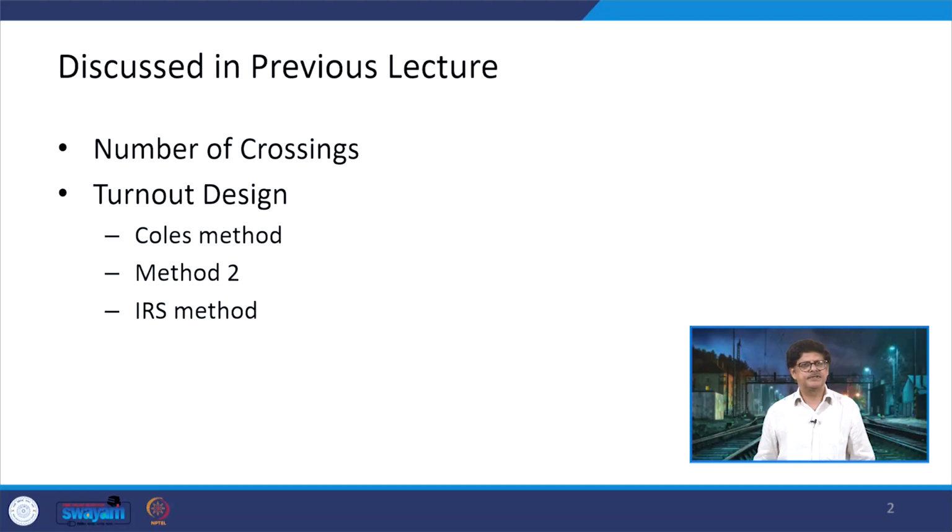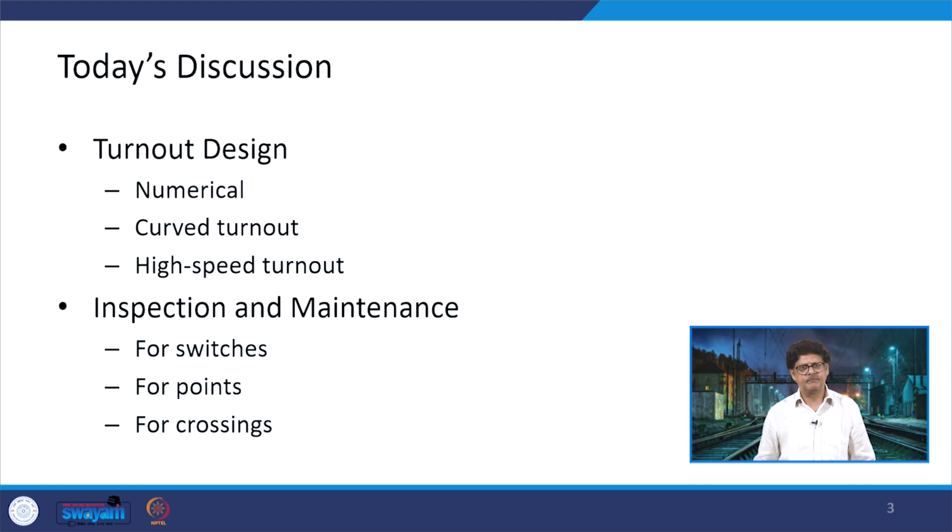We talked about the various methods so that this number of crossing can be calculated on the basis of the angle of crossing. Then we talked about three methods which are used for the design of turnout: the Coles method, an alternate method and IRS method. Towards the end, we discussed the IRS method and we tried to find the equations to calculate the lead and the radius.